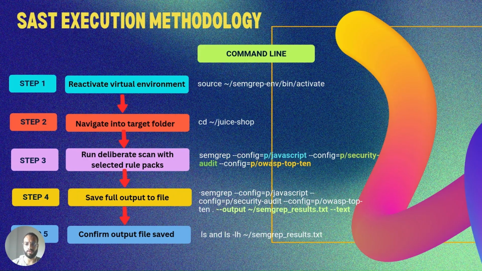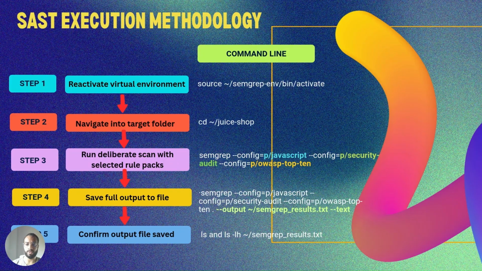Then for this SAST execution methodology, there are five steps to be executed in order. The first step is to reactivate the virtual environment before doing any testing or scanning to isolate the environment. The second step is to go to the folder cloned from GitHub, which is the Juice Shop folder.